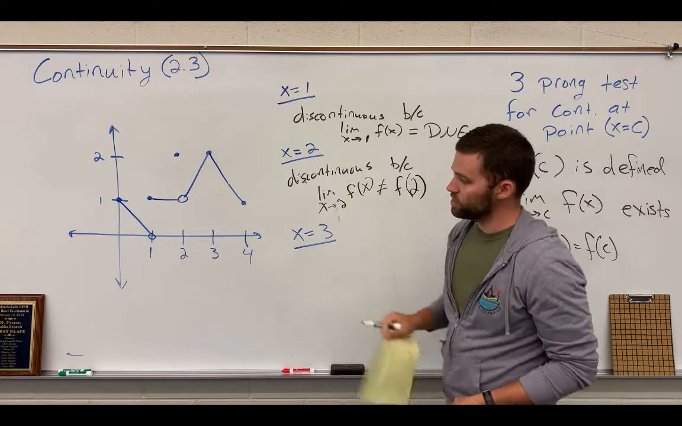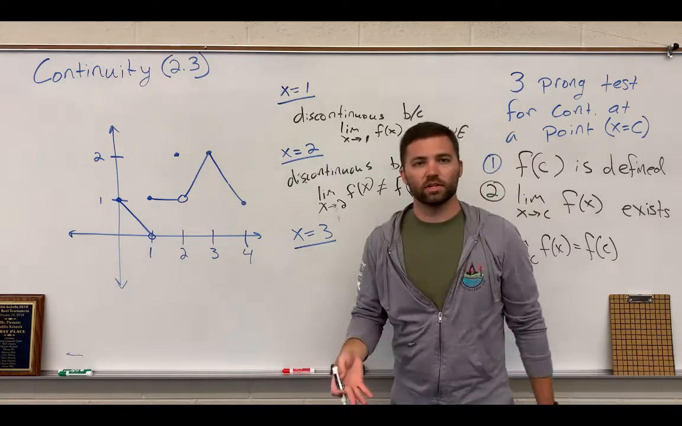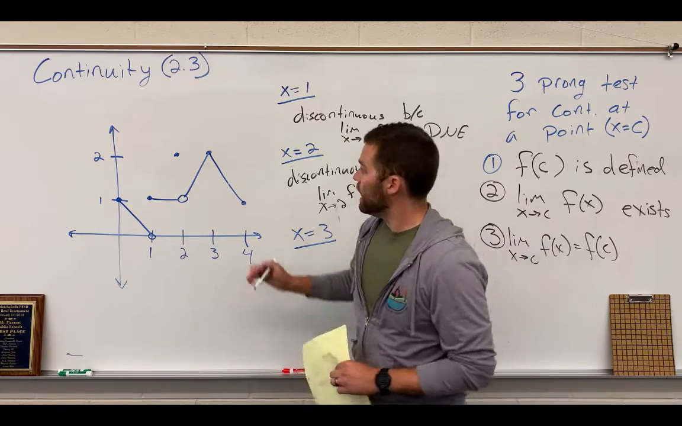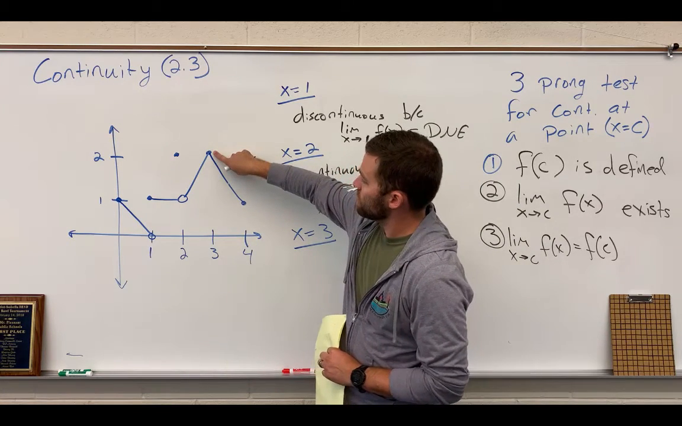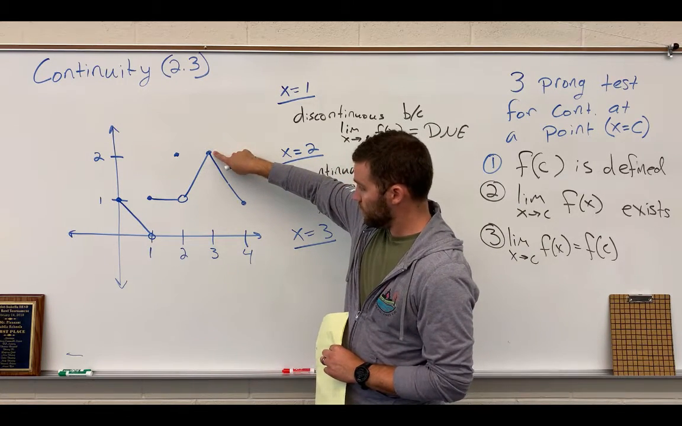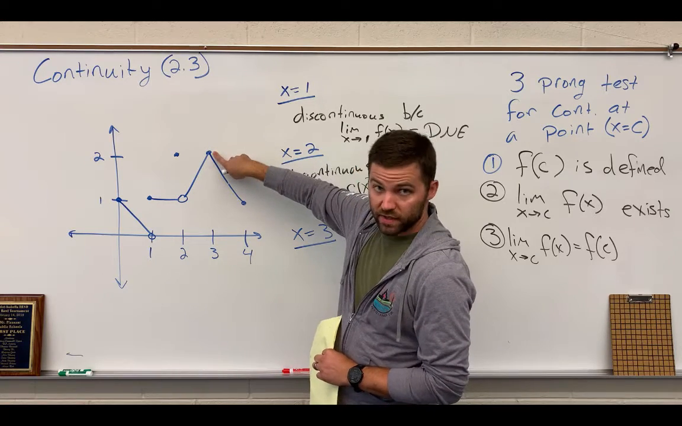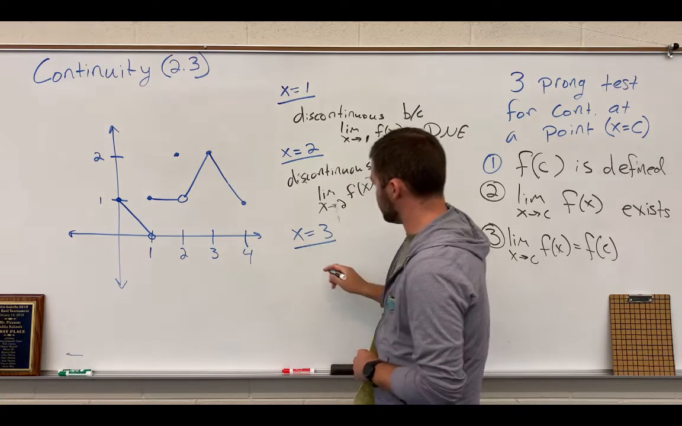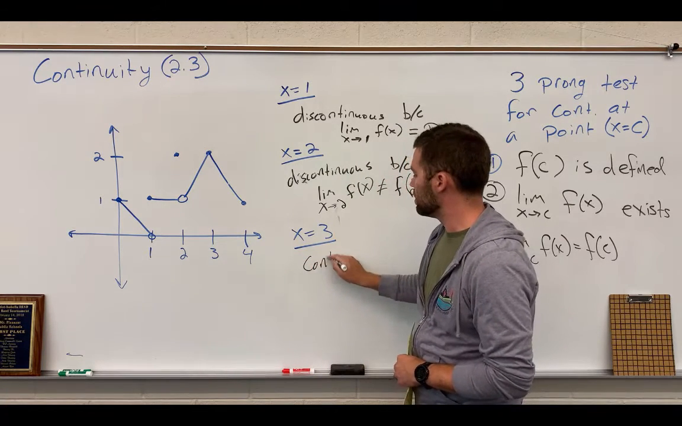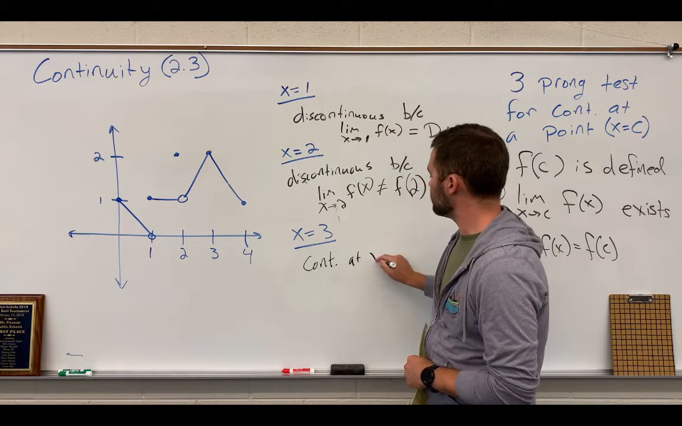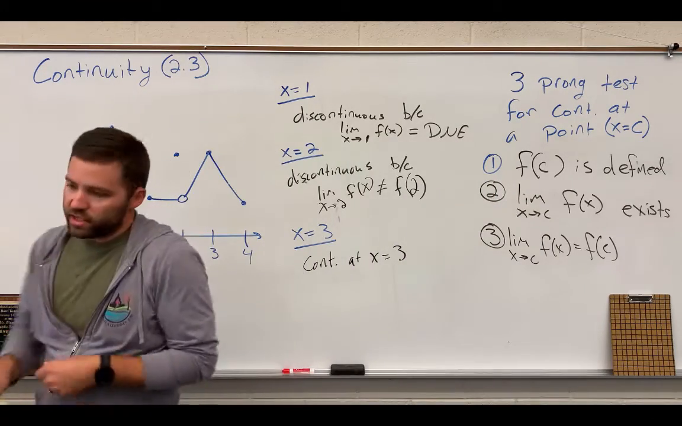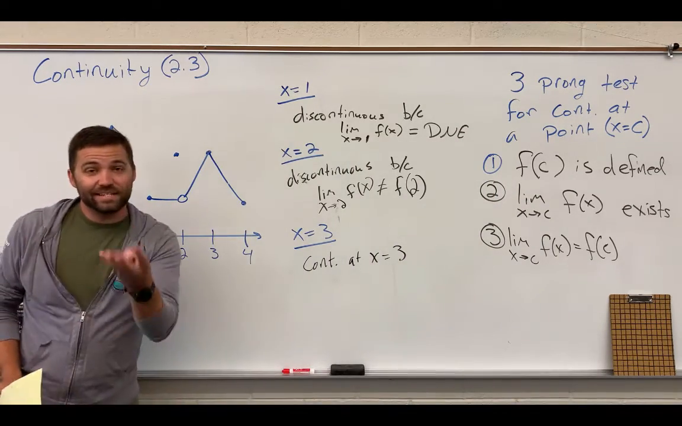We check x equals 3. Now x equals 3, again, graphically, you look at this and you think, seems continuous. There's no break in the graph right there, and you'd be right. The function value f of 3 is 2, the limit exists, and the limit value is 2. They're the same, so yes, it is continuous at x equals 3. So that's how we checked for continuity at an interior point.